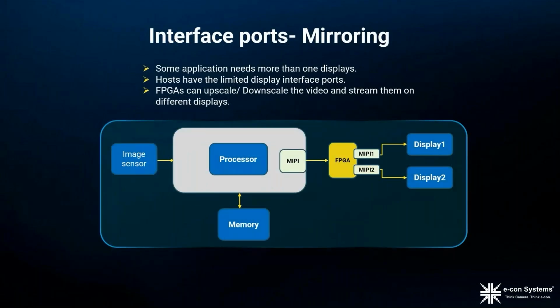A few applications in automotive and medical require multiple display solutions, but the host processor will have limited display ports, or it may not support the same image content on different display ports with different resolutions. FPGAs can be used for multiple display solutions. FPGAs have the flexibility to support multiple displays and multiple resolutions, where one display can be configured for 4K at 30 frames per second and the other one can be configured for Full HD at 30 frames per second.